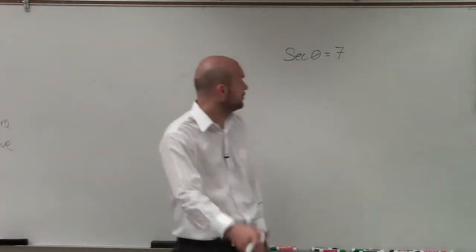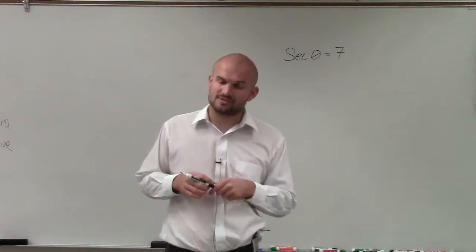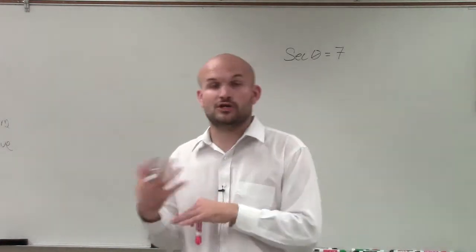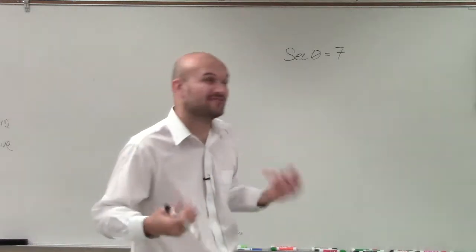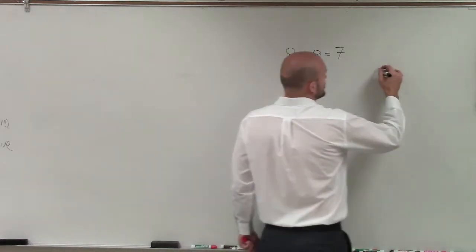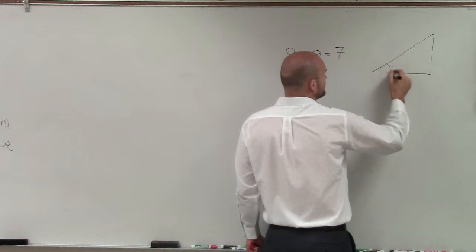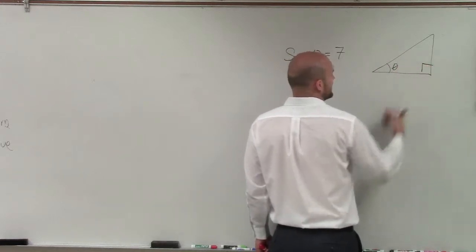Welcome, ladies and gentlemen. So what I have in this case is secant of theta equals 7. And what I'm going to do is show you how to use an acute triangle to be able to evaluate for all 6 trigonometric functions. So we're going to draw a nice little lovely acute triangle. And we'll just name an angle here theta, and we'll make a 90-degree angle.